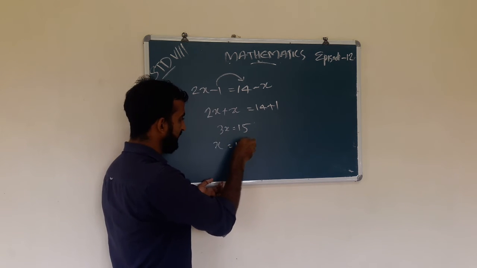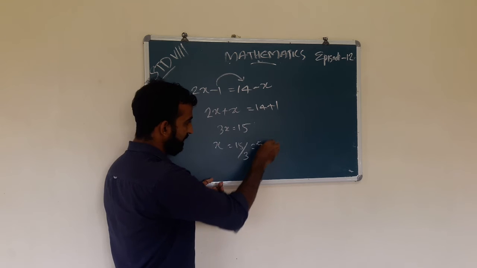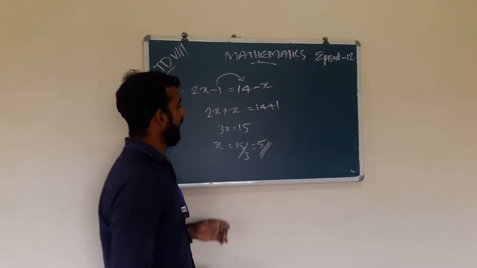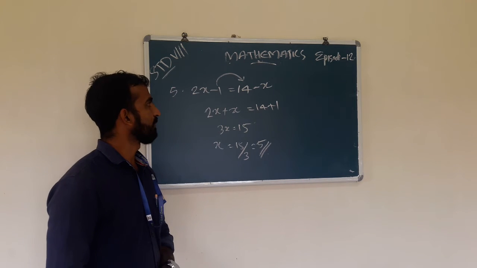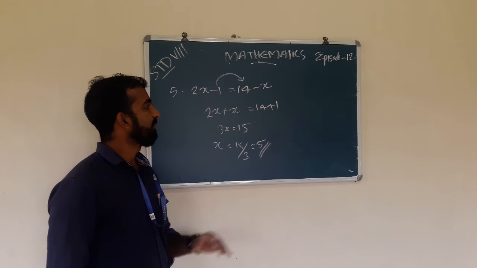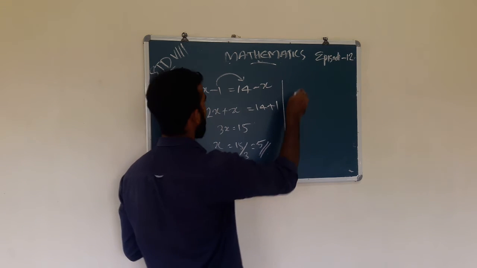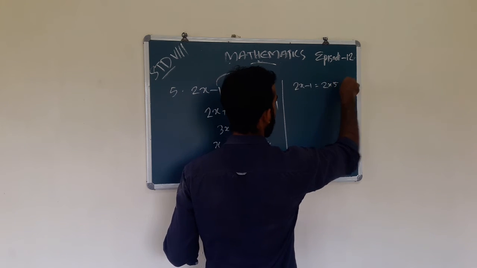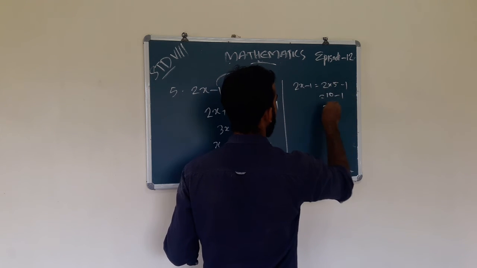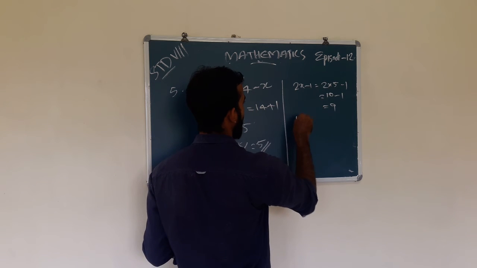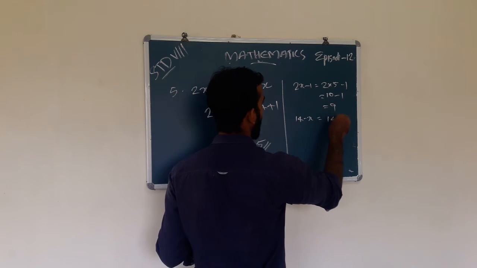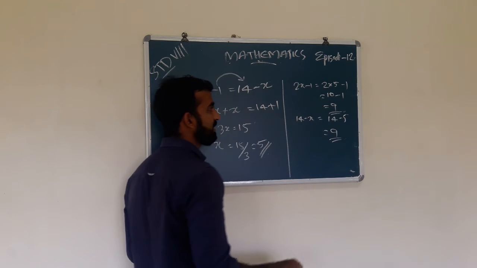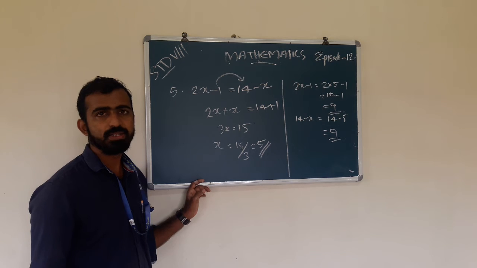X equal to 15 by 3, that is 5. The value of x is 5. We can check. 2x minus 1 equal to 2 into 5 minus 1, that is 10 minus 1, the answer is 9. And 14 minus x equal to 14 minus 5, we get 9. The answers are same.